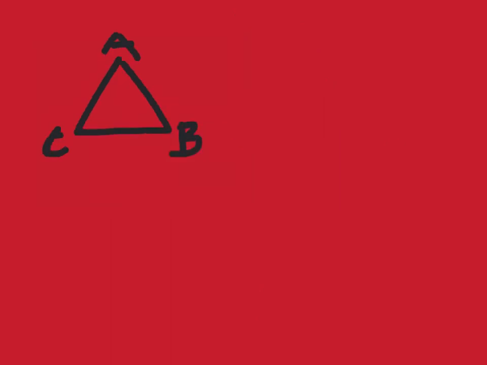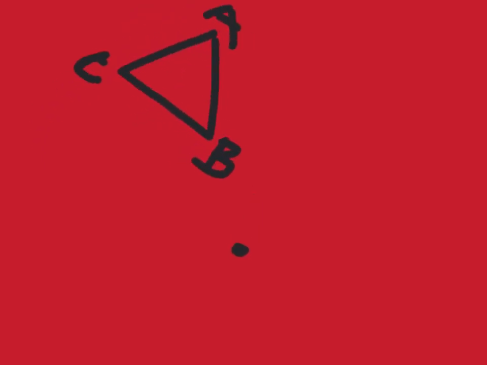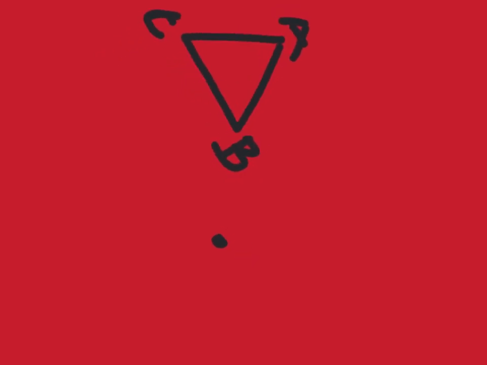Now here we have triangle ABC, and we are going to show a rotation of ABC. So if we have this point, and we want the image to rotate about that point, say we want to rotate it 90 degrees, it's going to rotate about the point, 90 degrees.